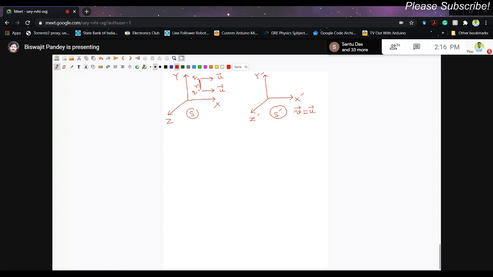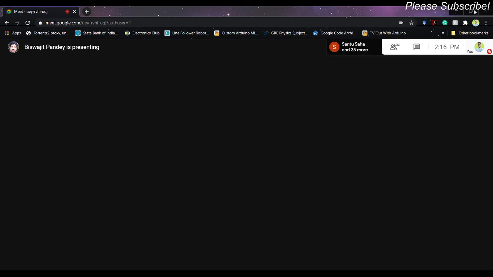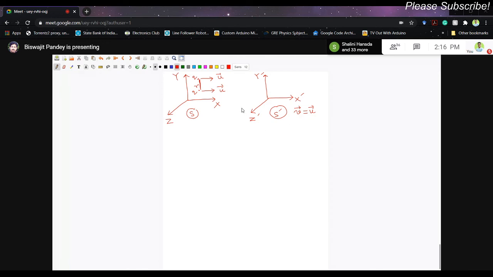And there is an observer in this frame and an observer in the lab frame. Now both observers are asked to calculate the force between the two charged particles. Let us call these particles A and B. So what is the force between A and B?